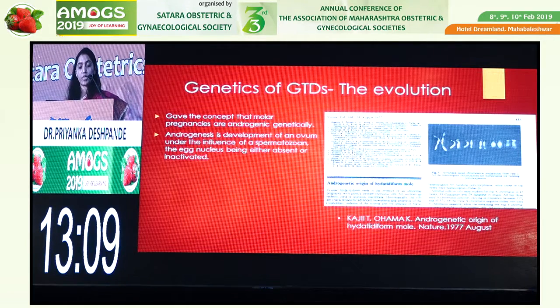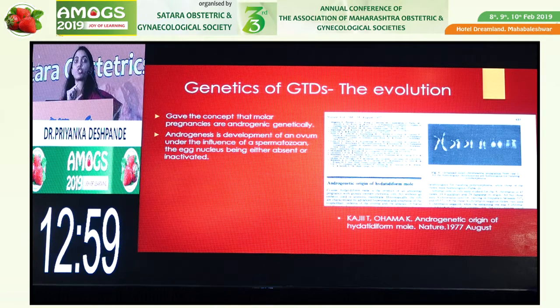Now, coming to the history and evolution, I would definitely like to include this paper. So it was basically Kajii and Ohama in the year 1977 who first thought about the genetic evolution of moles. Initially, only moles were thought to be aberrations or some kind of tumors, but it was actually Kajii and Ohama who gave the concept that molar pregnancies are androgenic genetically, and thus they are two sperms or one sperm fertilizing an ovum with no maternal DNA in them. So androgenesis is basically development of an ovum under the influence of a spermatozoon, the egg nucleus being either absent or inactivated.